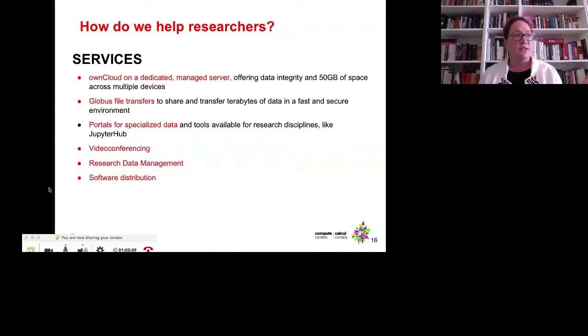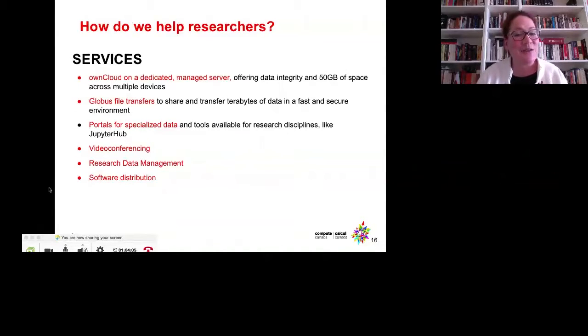There's also Globus file transfer, which is just a plain old-fashioned FTP, except it's huge and can transfer terabytes of data. So if you need to get a huge data set to a colleague somewhere else, Globus can help you. It takes a little bit more expertise, but it's not too bad. We can help you.